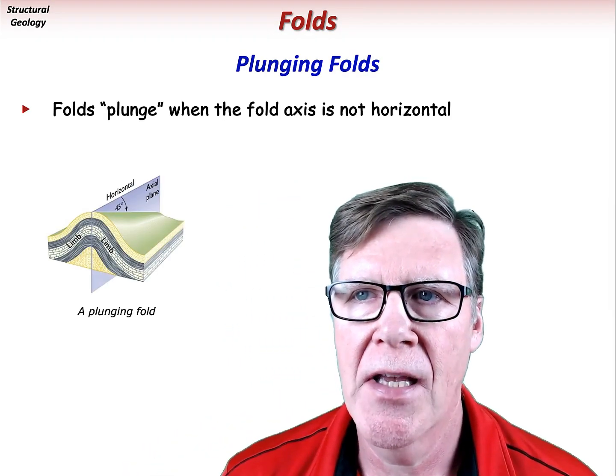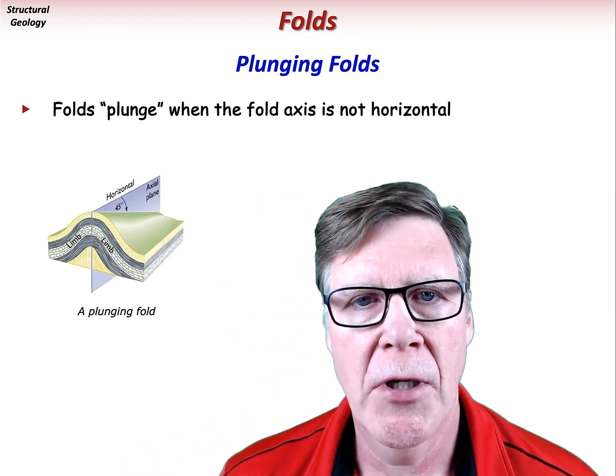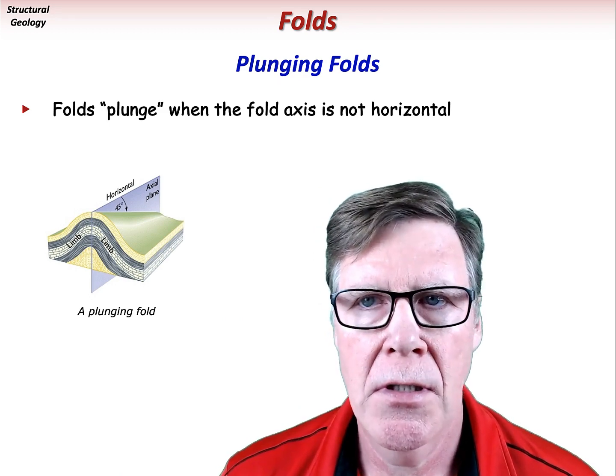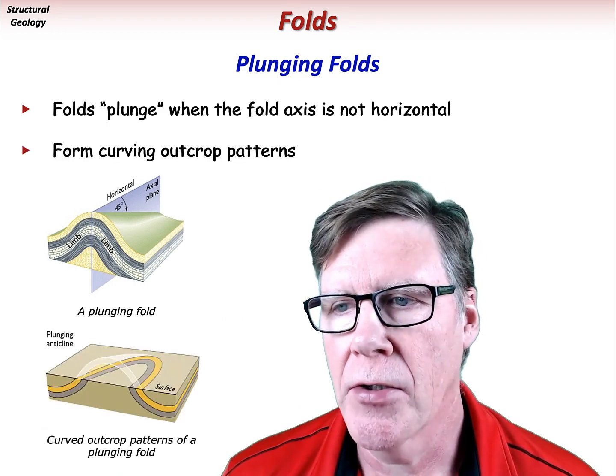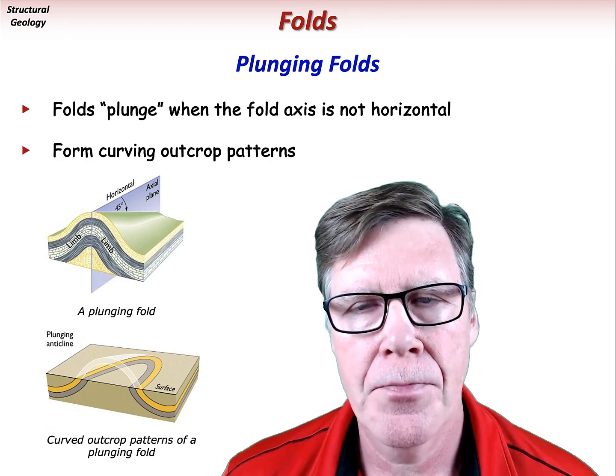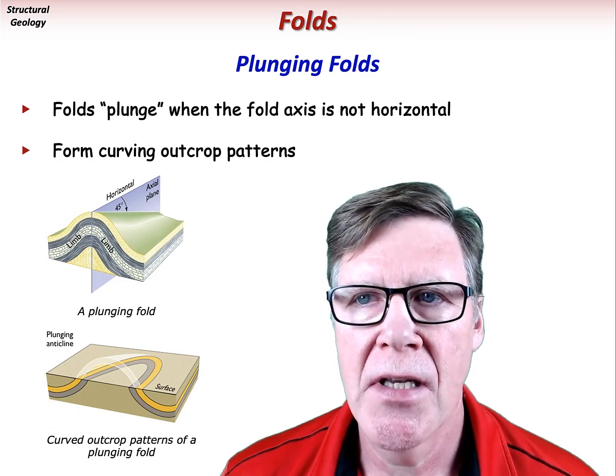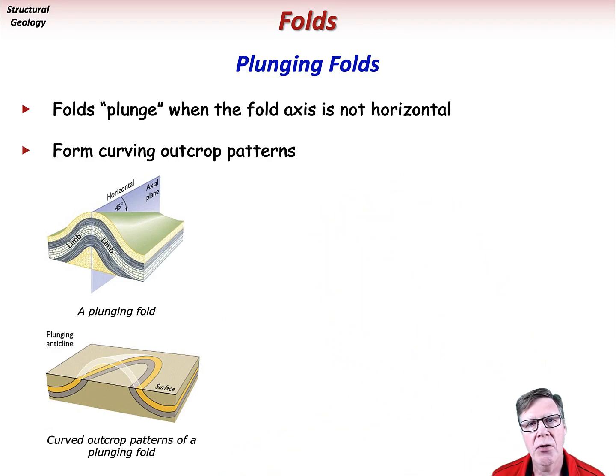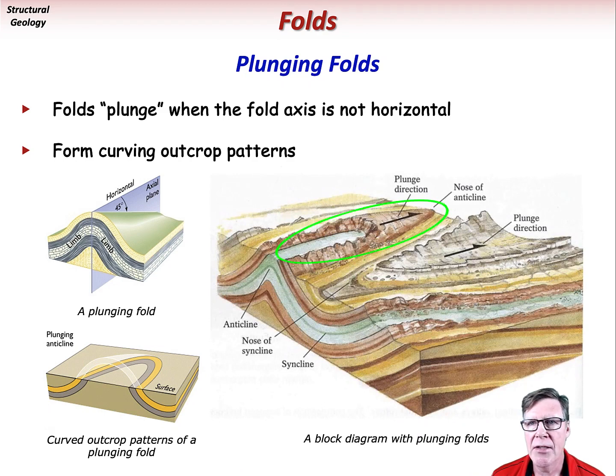A plunging fold is one that has a fold axis that is not horizontal, but plunges downward. This produces outcrop patterns that are curved in map view. For plunging anticlines, the fold patterns close or point in the direction of plunge. The map symbol for a plunging anticline is the same as an anticline map symbol, with the added arrow pointing in the direction of plunge.